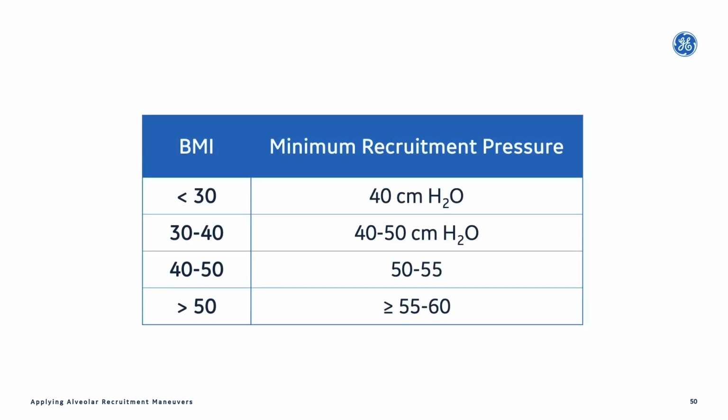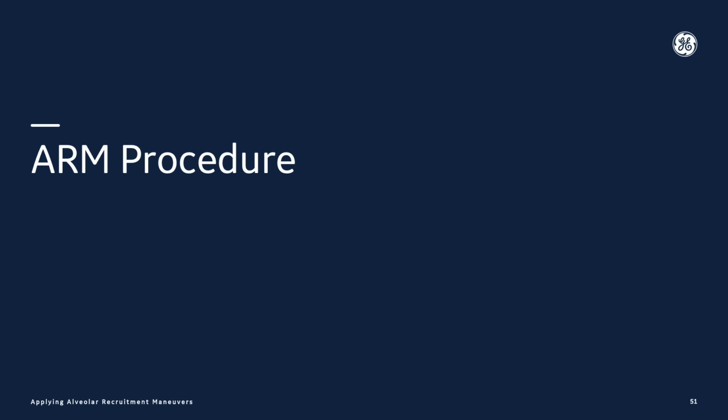Again, one should be using the lowest recruitment pressure for the shortest period of time that is consistent with good recruitment of alveoli. And these guidelines suggest that a pressure between 40 and 60 centimeters of water is sufficient depending upon patient BMI. In the next few slides, I'd like to show you an example of a recruitment maneuver.